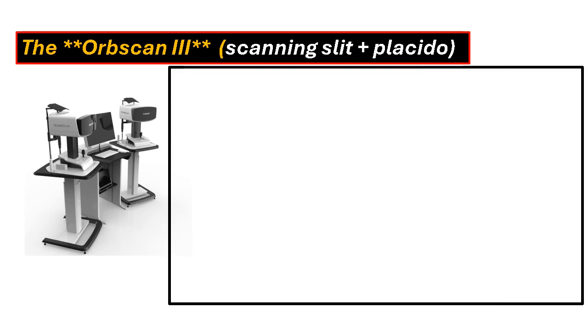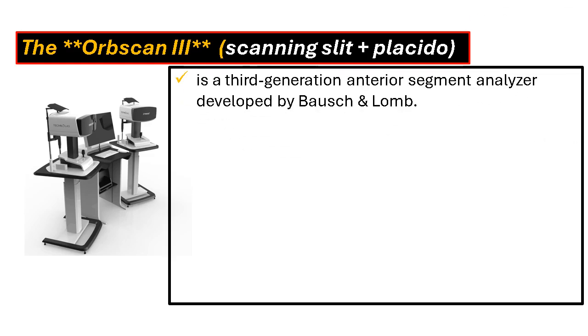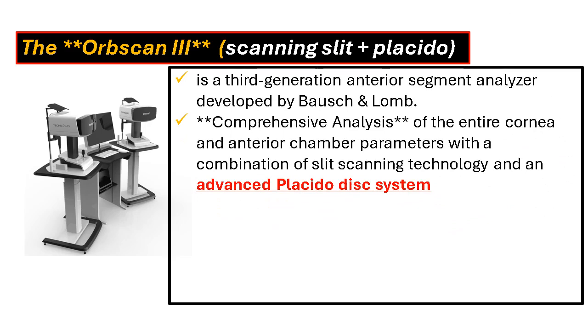The Orbiscan 3 is now currently available, which is the successor of Orbiscan 2. As you know, Orbiscan 1 and 2 are now obsolete. So what's available now is the Orbiscan 3, and it combines both the scanning slit principle along with the Placido disc.